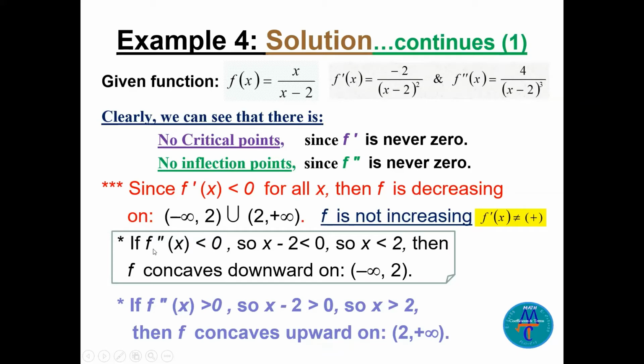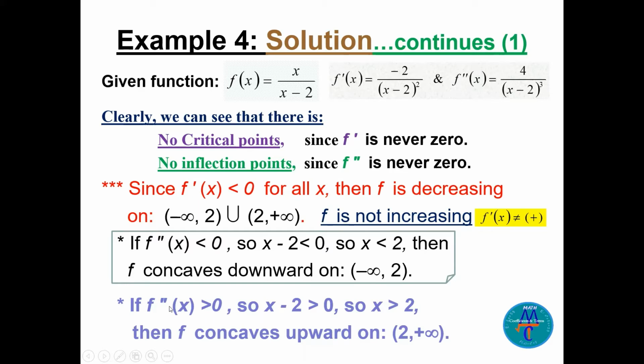Let's see the concavity. This is f double prime, where it is negative. This is 4 positive over, this is cube. So we have x minus 2 squared, we have x minus 2. So the x minus 2 squared is positive also, so we can consider only x minus 2. So if f double prime is less than 0, x minus 2 is less than 0, take 2 on the other side, x will be less than 2.